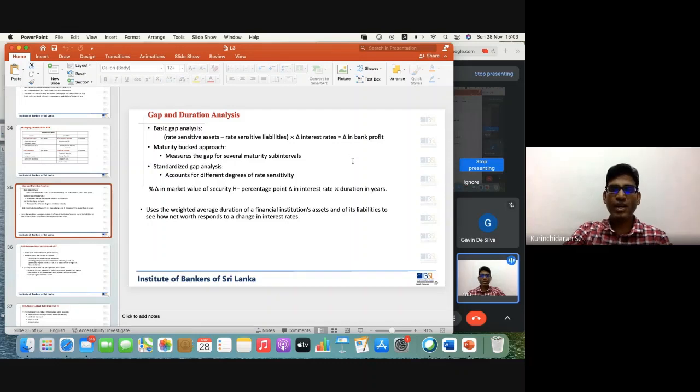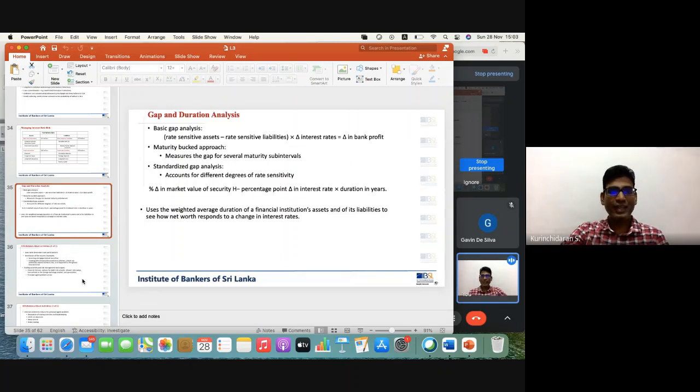Right? So how do we prepare this maturity gap and all? You can learn. That's what I ask you all to go through the ALCO report. There will be some kind of analysis. So it's better to understand in the practical sense by going through those reports.